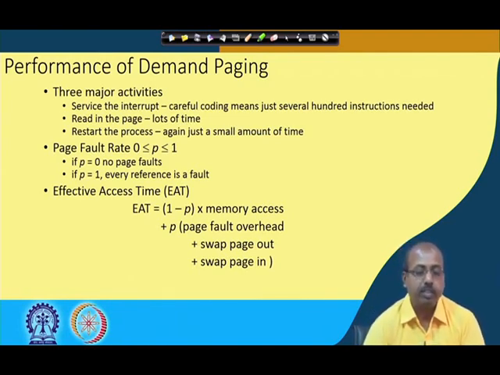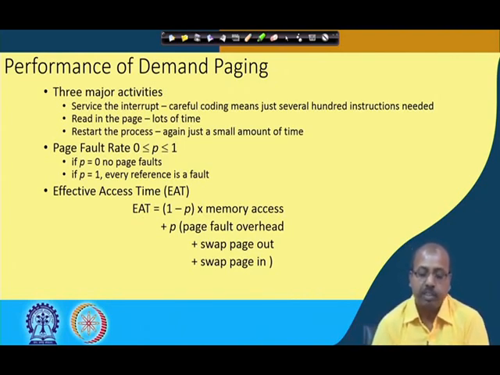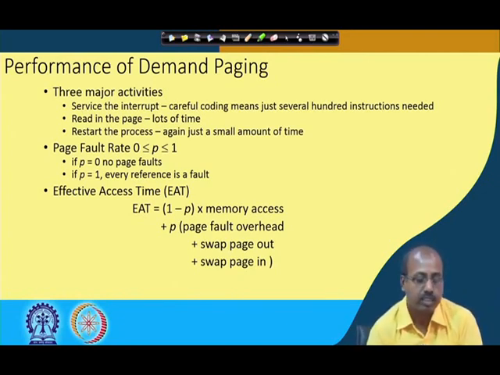So, there are three major activities. One is to service the interrupt. With careful coding, just several hundred instructions are needed. So, if we write that interrupt service routine carefully, it will still take about hundreds of instructions. Then the next part is reading the page.